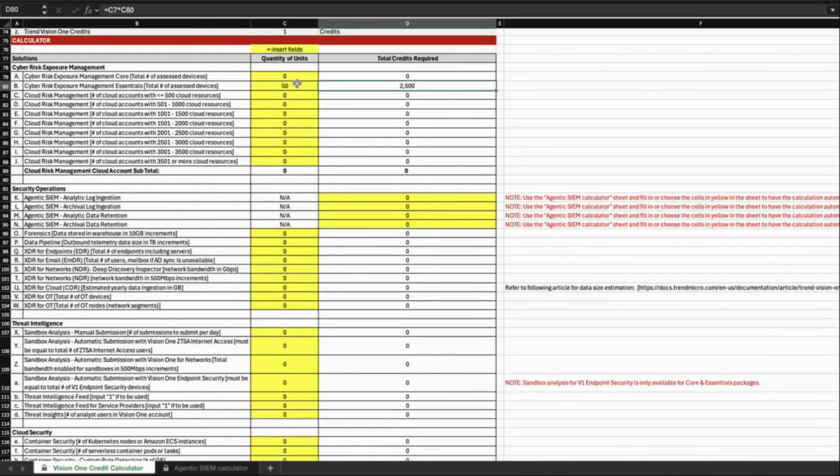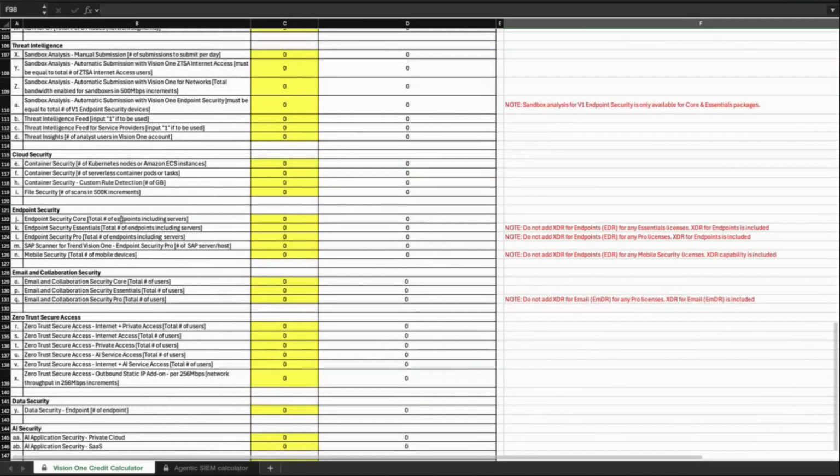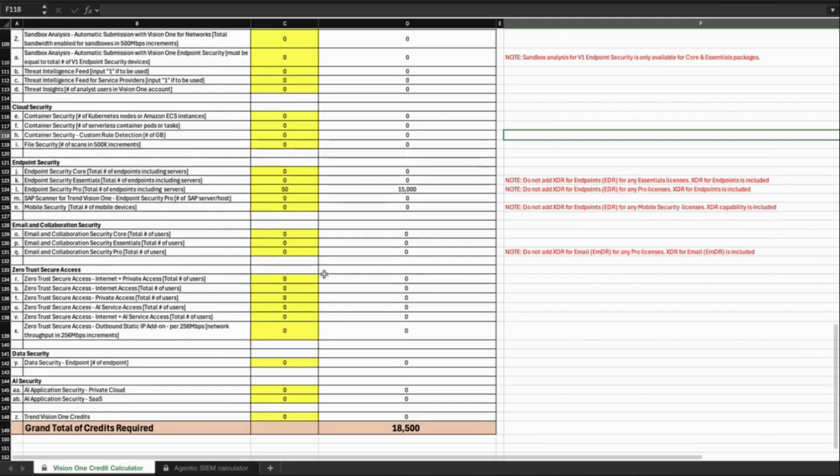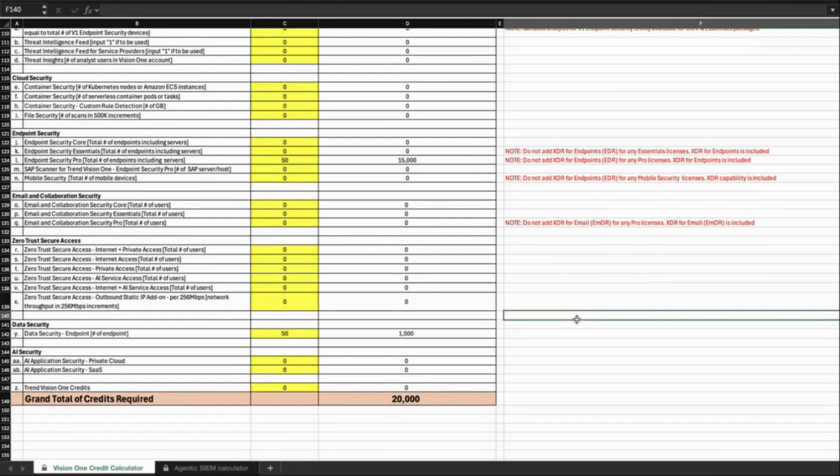Let's say they want 50 endpoints of CRM essentials. Let's say they want XDR for endpoints as well, and for that, we're also going to do 50. They need some protection on those endpoint security pieces, so let's do 50 of the Pro license. We're doing a whole overhaul on endpoint security here. Let's see, they're also concerned about data security on those endpoints, so let's do 50 there. The total number of credits my customer needs is 20,000.